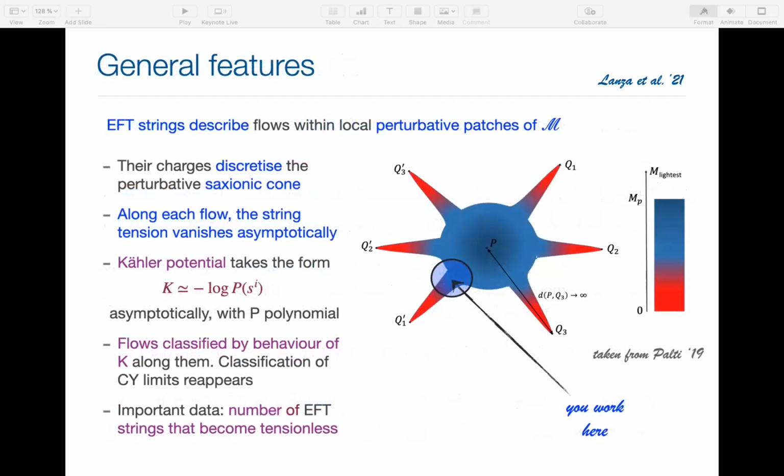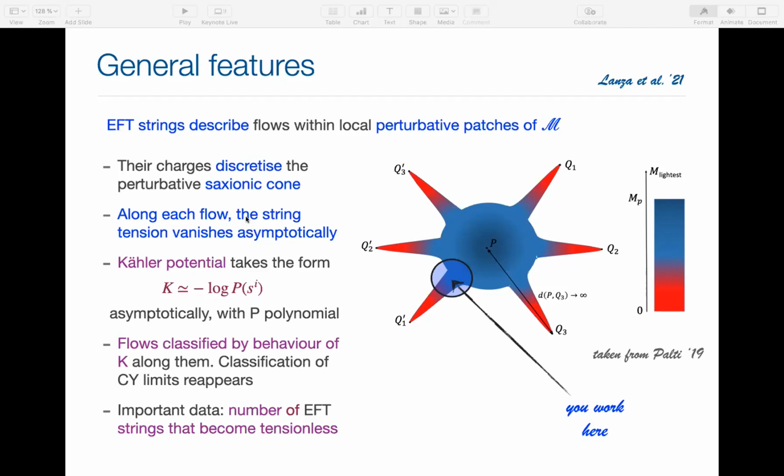So, okay, we look at several examples. I'm not going to go one by one, so you will hate me forever, but let me just try to describe the general features that we see when we look not only at heterotic, but type IIA, type IIB, EFT strings, and so on. We have that the EFT strings, in the way we have defined them, encode all the possible directions in which you can realize this infinite distance in a perturbative patch, like large volume. Then the charges, in a sense, generate these flows, and they are a discretized version of what you would call this axionic cone, like the Kähler cone, for instance.